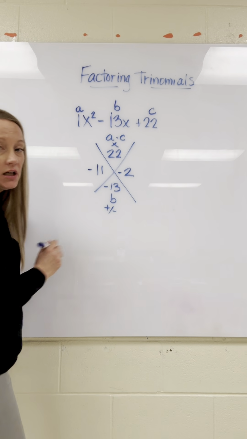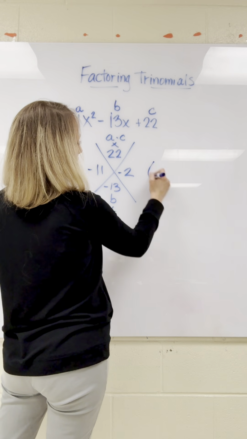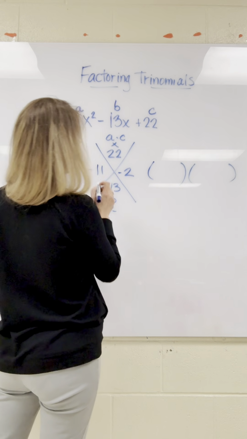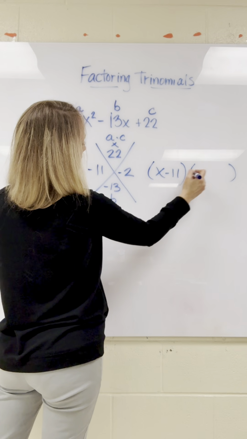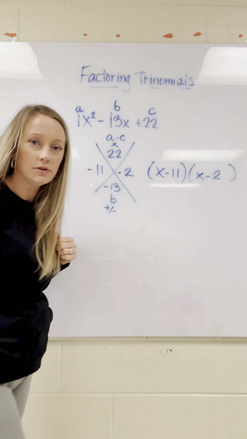All right, so then you've got it. You're done. Stick them in your parentheses, your factors: x minus 11, x minus 2, and that's it.